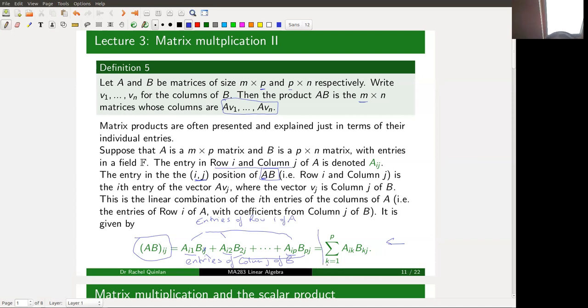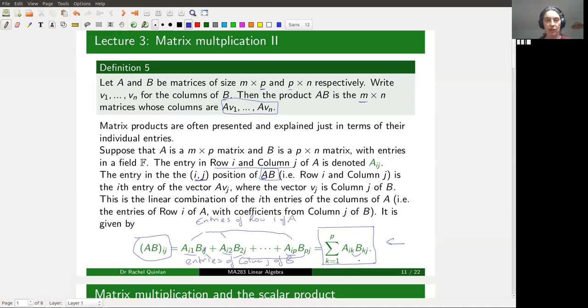And finally, give your attention to this description here at the end, which is a shorthand, compact and convenient way to describe what's written to its left. This is the sum as k goes from 1 to p, so as k runs through the entries of a row of A or of a column of B, of the expression a_ik multiplied by b_kj. So the i and the j are fixed here. We're talking about the ij entry, and the k is an index that runs through the entries of a row of A and a column of B together. So it's the sum over k from 1 to p of a_ik b_kj. That is another description of a matrix product.